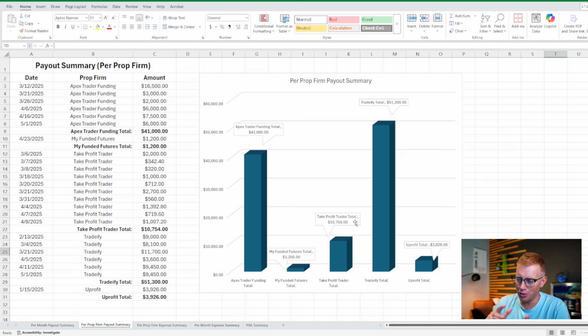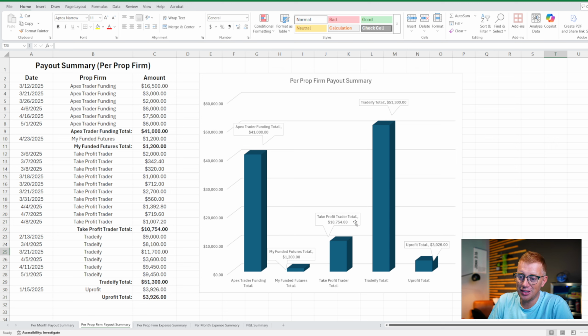I have blown up the most with Take Profit Trader. I've had the biggest struggles with getting consistent with them. I just cannot seem to maintain any sort of consistency level. So I don't know. We're gonna keep grinding. We're gonna keep trying. Tradeify total.